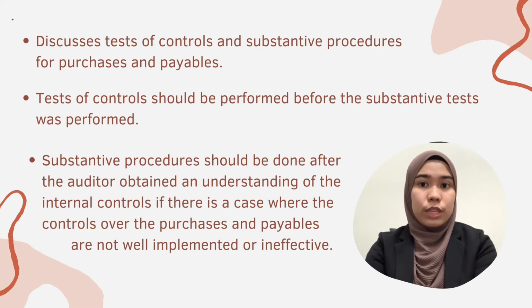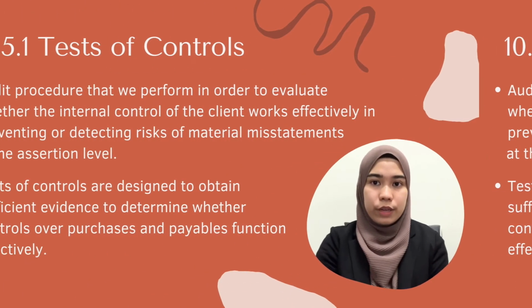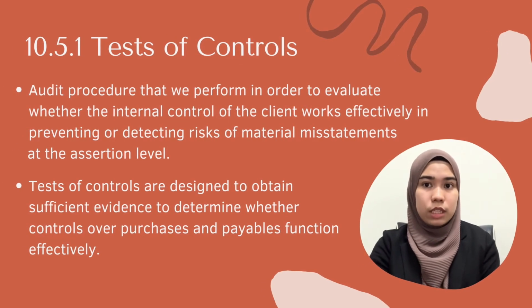When should the auditor perform test of control? The auditor should perform test of control before they perform the substantive test. However, if there is a case where the controls over the purchases and payables are not well implemented or ineffective, the substantive procedure should be done after the auditor obtains an understanding of the internal controls. In addition, certain test of control procedures are performed during the understanding of internal controls. We move to the first one, which is test of control.